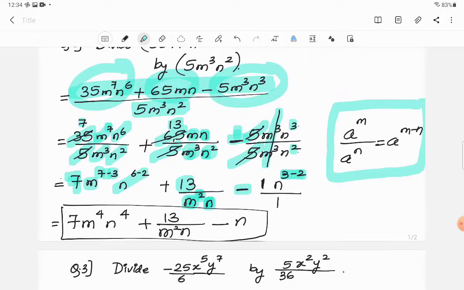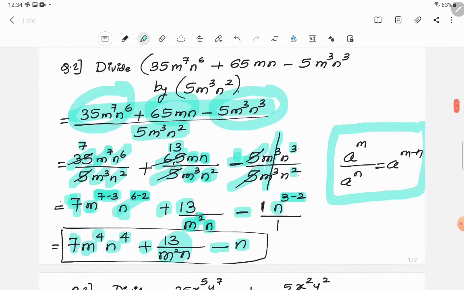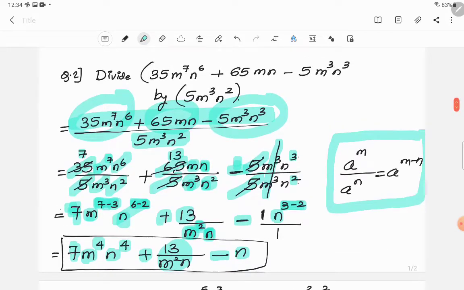Let's simplify this further. We would end up getting 7 as it is. m to the power 7 minus 3 is m to the power 4. n to the power 6 minus 2 is n to the power 4. Then the sign plus 13 divided by m square n, that is already in the lowest form. And then minus n to the power 1, or just simply n. I hope the question is clear, children.